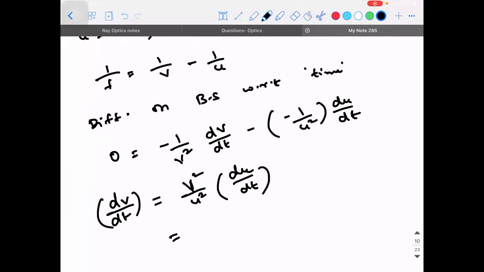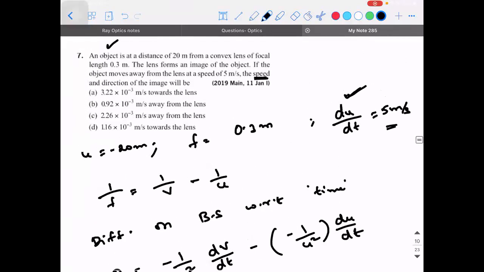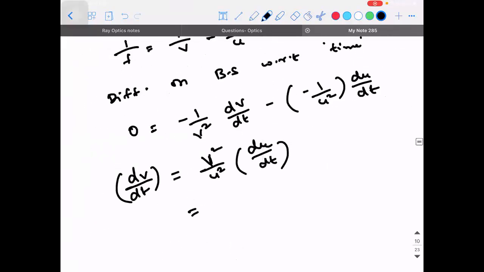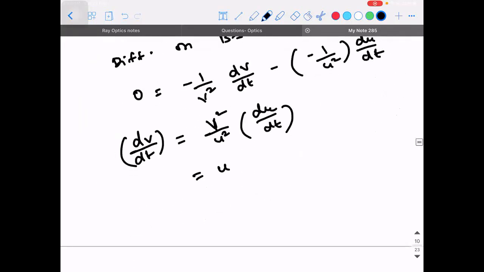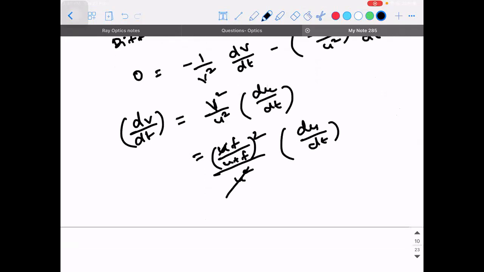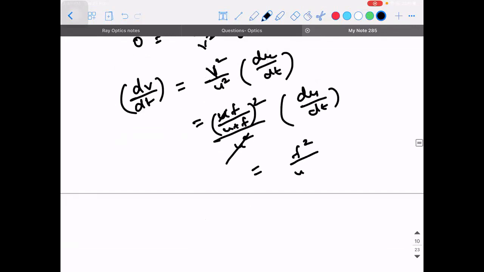So the v value, I don't know. Nothing is known except the focal length. So we'll do one thing. I can write 1 by v is equal to 1 by u plus 1 by f. I can write it as f plus u divided by uf. So v will be equal to uf divided by u plus f. So uf divided by u plus f, the whole square, divided by u square, into du by dt. So what will be the answer? f square divided by u plus f the whole square into du by dt.